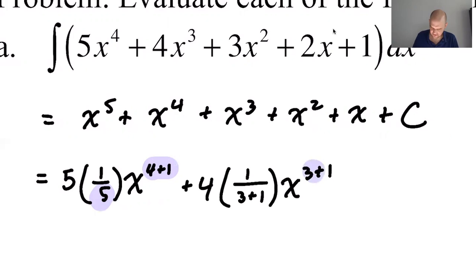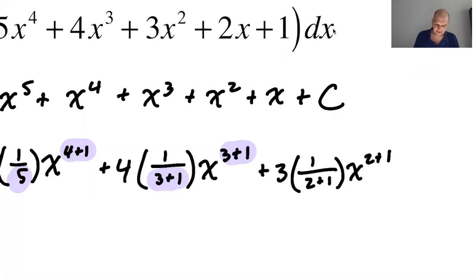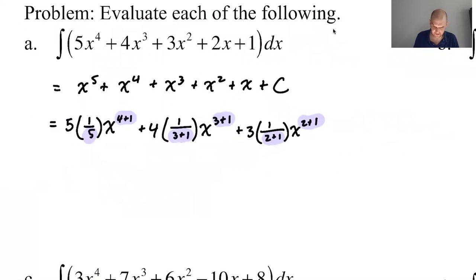So this, add 1 to the exponent, multiply by the reciprocal of that. And then it canceled with the 4, it canceled with the 5. It's going to do that all the way through. So there was the 3, and then I'm going to say 1 over 2 plus 1, x to the 2 plus 1. I feel pretty committed to doing this all the way through now. I'm not enjoying it, but I'm going to keep going anyway.